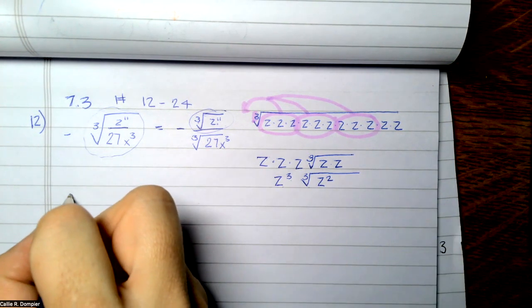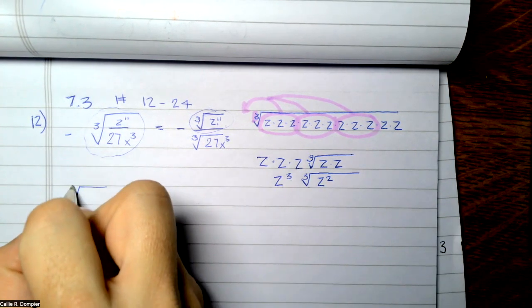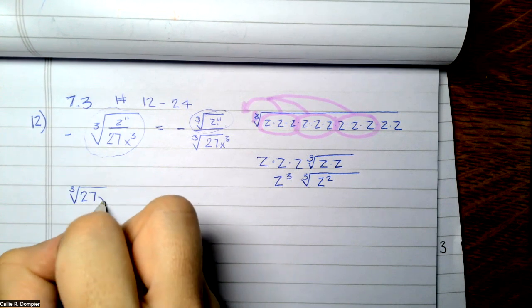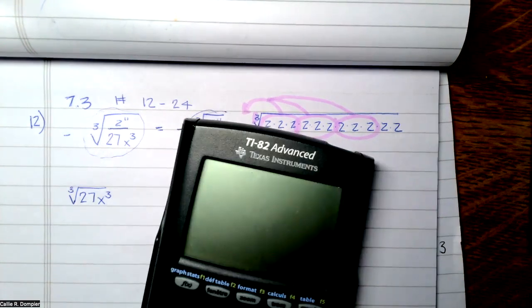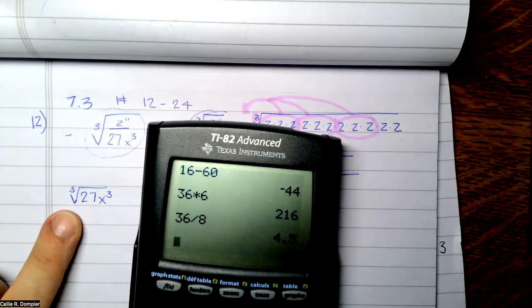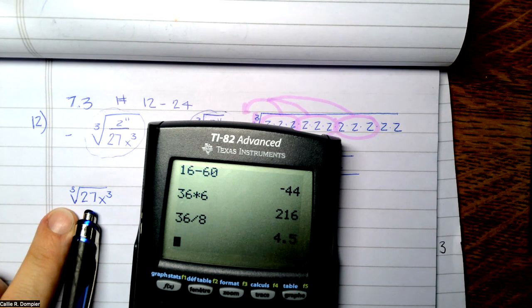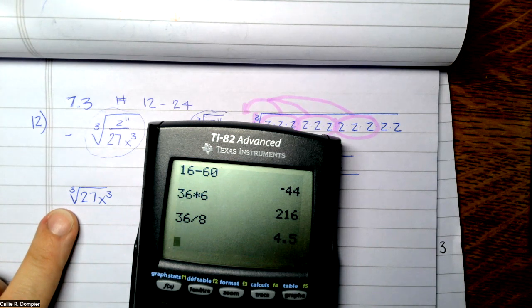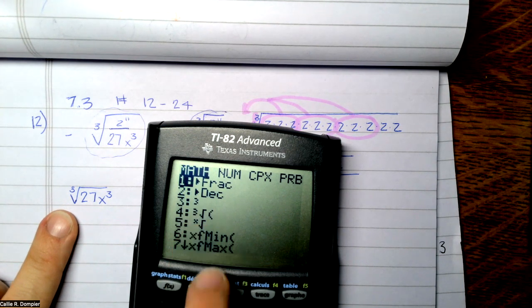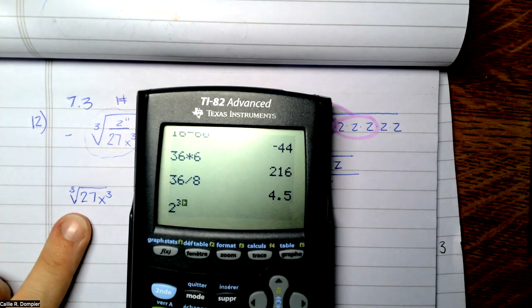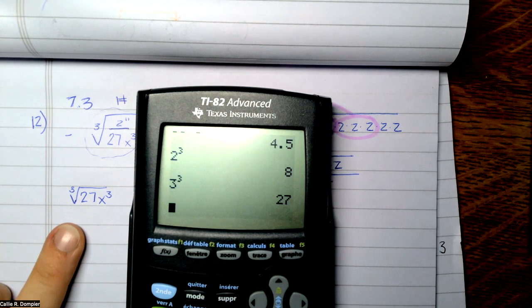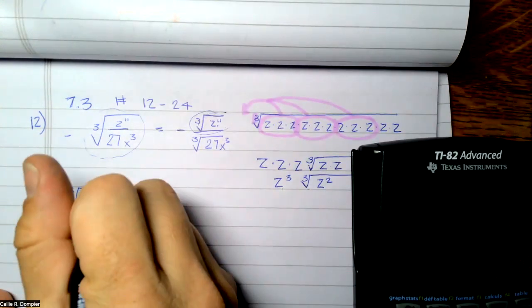The bottom, the cubed root of 27x to the third. When I have a whole number under this, I kind of want to see if it is itself a cubed root. So you can check it on your calculator by hitting math and going down here. Or you can say, what is 2 cubed? It's 8. What is 3 cubed? It's 27. So 27 is a perfect cube, we call it.